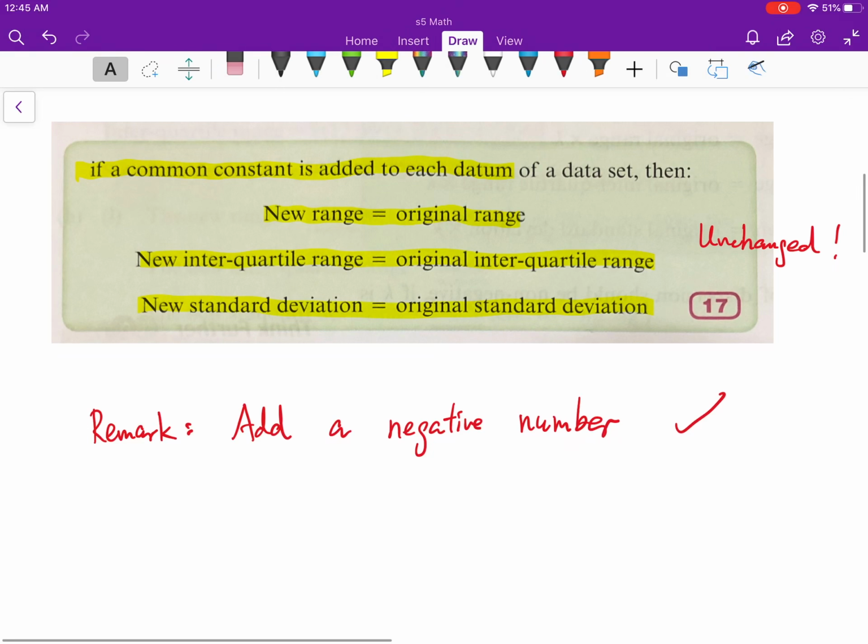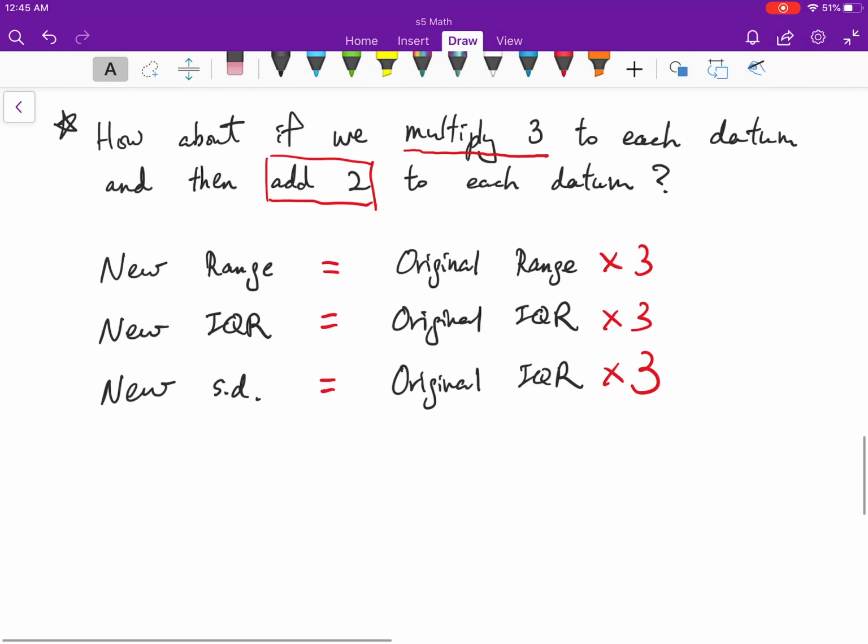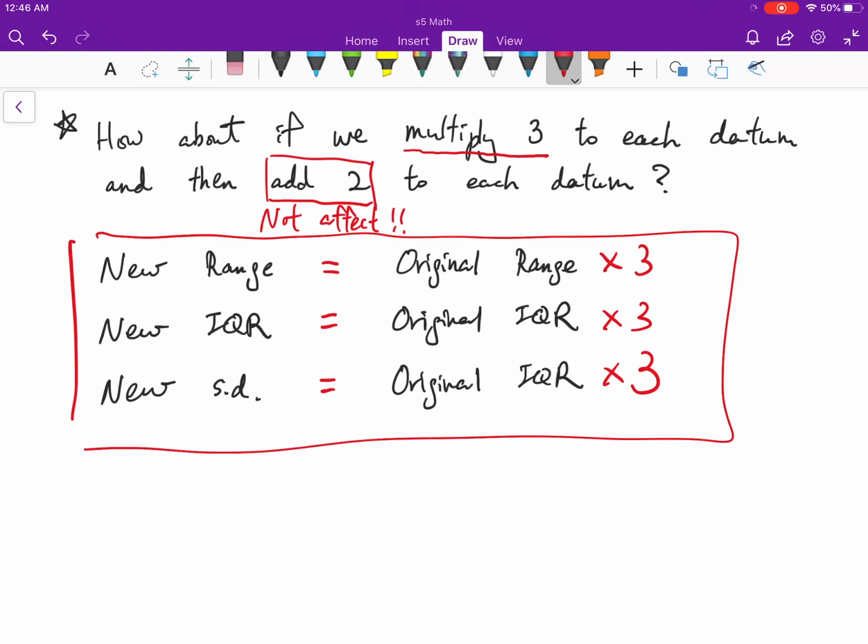Then how about adding 2? If you remember, let's go back. If you add a constant, then it is unchanged, right? So actually, this add 2 will not affect the new range, and the same for the IQR and SD. So it is only multiplied by 3. Okay, I hope you get it.